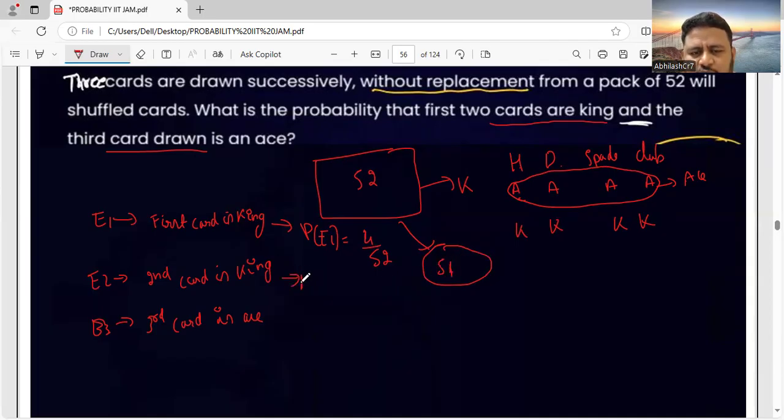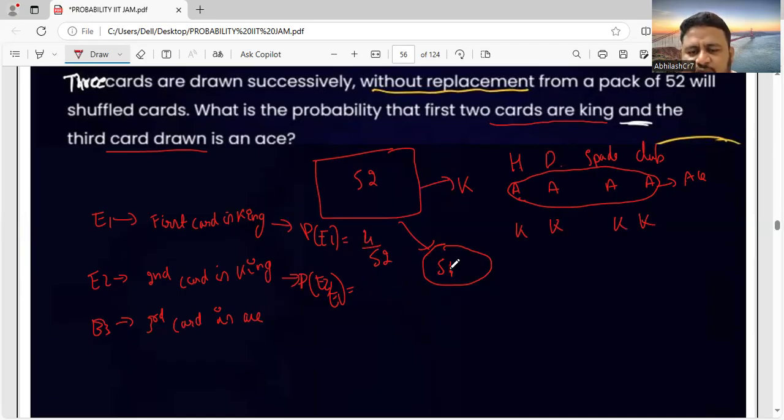Now you have to find the probability of E2 when E1 has already occurred. That means 1 king is already removed. What is the probability of event E2, that is, probability of E2 given that E1 has already occurred? This is similar to the previous question, where we found the probability of R2 given that R1 has already occurred. Similarly, this will become probability of E2 given that E1 has already occurred.